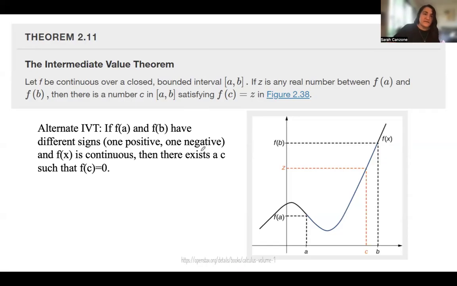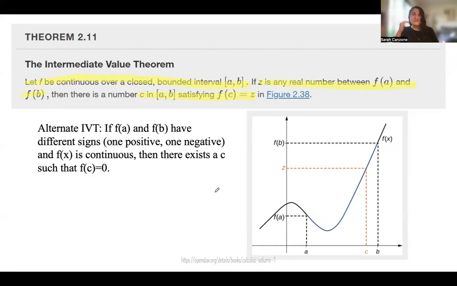This says if f is continuous over a closed bounded interval, so f has to be continuous over a closed bounded interval, and z is any real number between f of a and f of b. Remember, f of a and f of b are going to be your y values. Then there is a number c in a to b such that f of c equals z. So we're just saying in between 2 y values, if it's continuous, there's a value in between those 2 values.